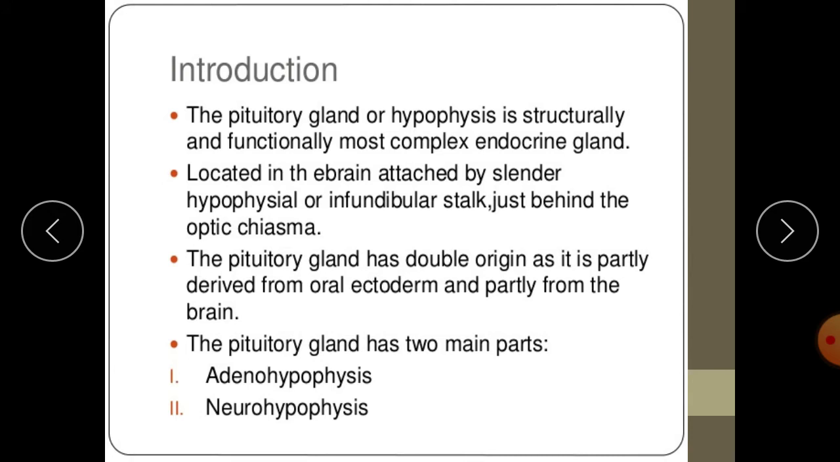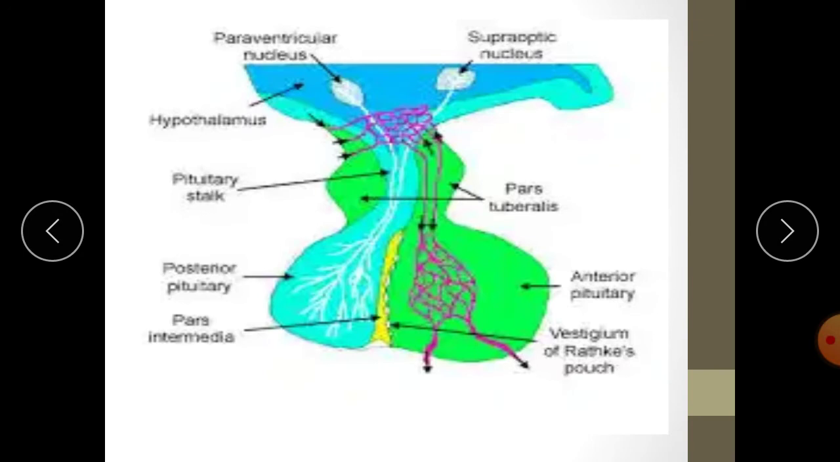See, it's the most complex. Why? Because it secretes a number of hormones which control other endocrine glands of the body. Therefore, it is a complex endocrine gland. It is located in the brain, attached by a slender hypophyseal or infundibular stalk just behind the optic chiasma. So just behind the optic chiasma, this is the infundibulum, and this is the pituitary gland attached to the ventral part of the brain.